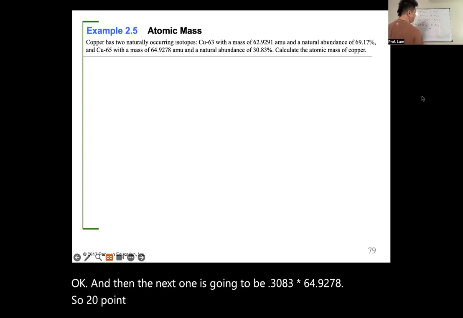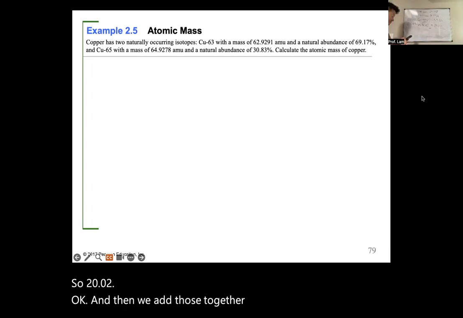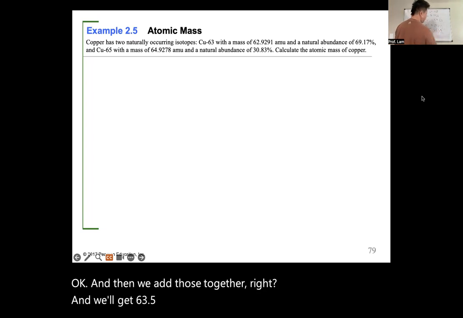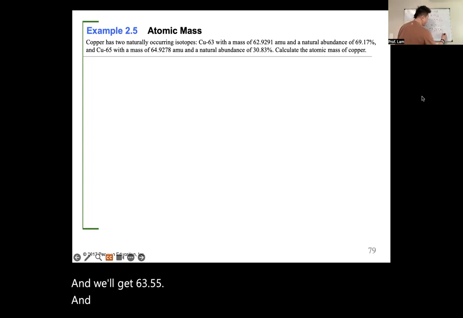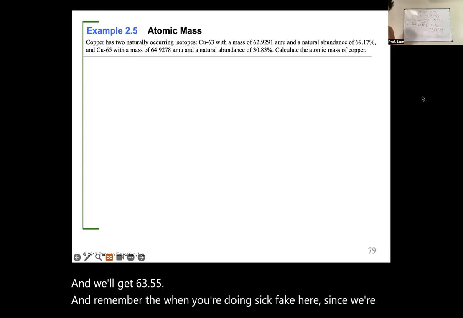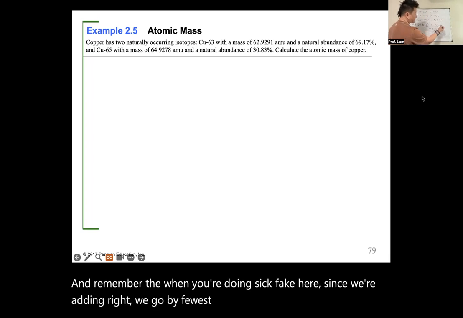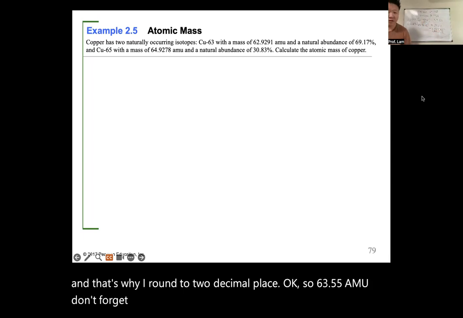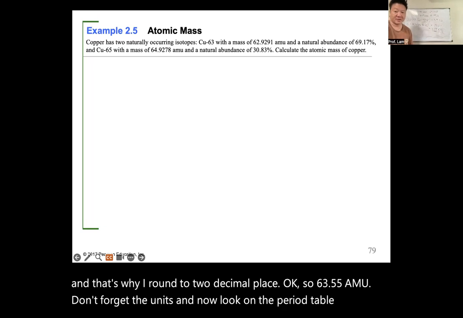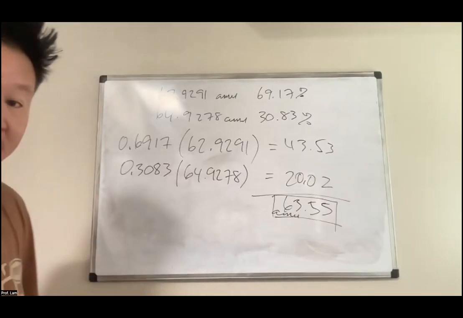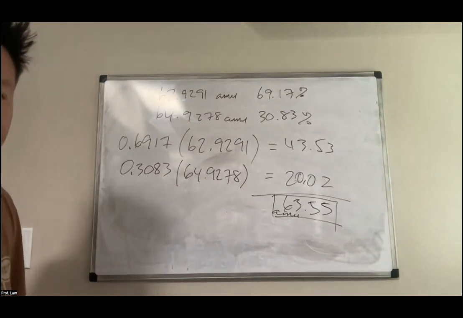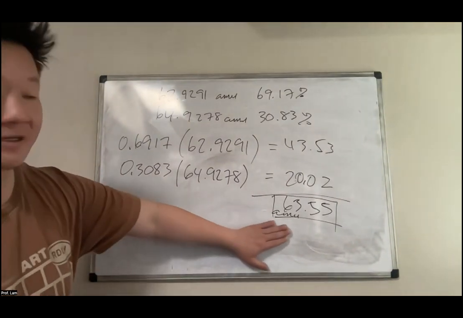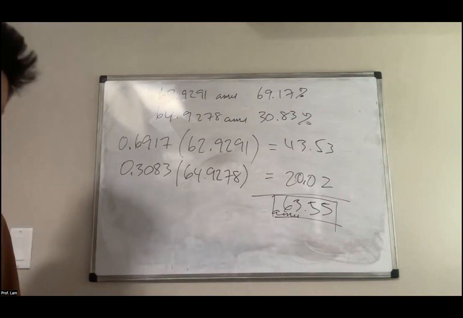20.02. Okay, and then we add those together, right? And we'll get 63.55. Remember, when you're doing sig figs here, since we're adding, we go by the fewest decimal places. So it's 2 decimal places, and that's why I round to 2 decimal places. So 63.55 AMU, don't forget the units. And now look on the periodic table. You'll see that certainly the atomic mass of copper is 63.55. Okay.